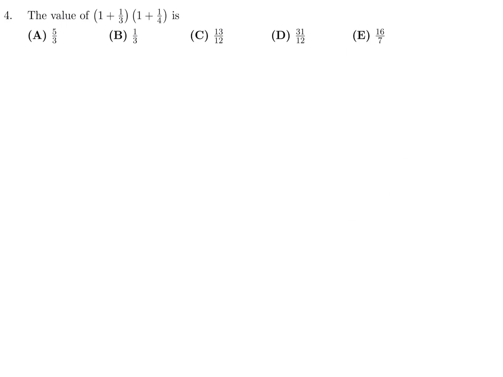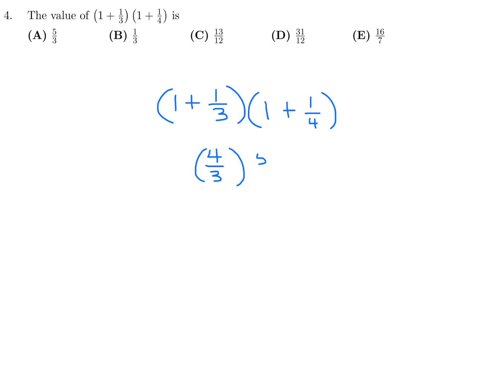The value of 1 plus a third times 1 plus a quarter. 1 plus a third, and then multiply that by 1 plus a quarter. Well, 1 plus a third is 4 over 3, and 1 plus a quarter is 5 over 4. And these 4's cancel, so all you're left with is 5 over 3. Number 4, the answer is A.